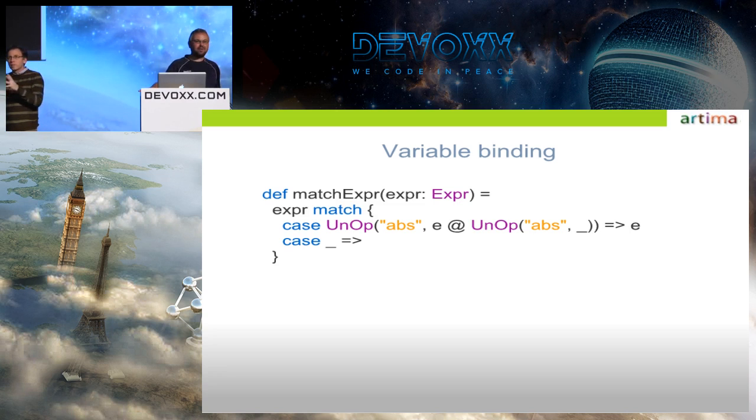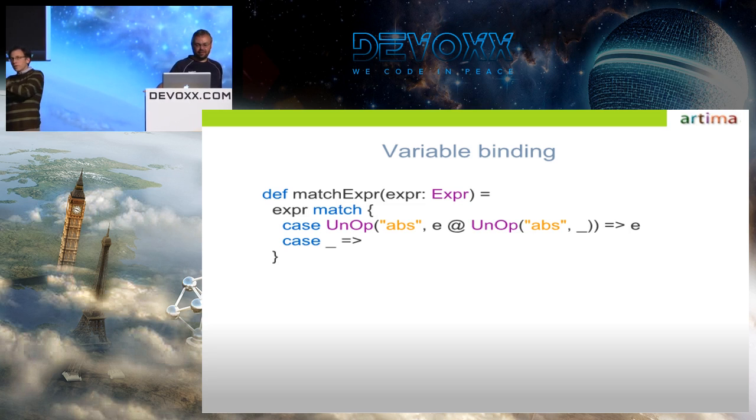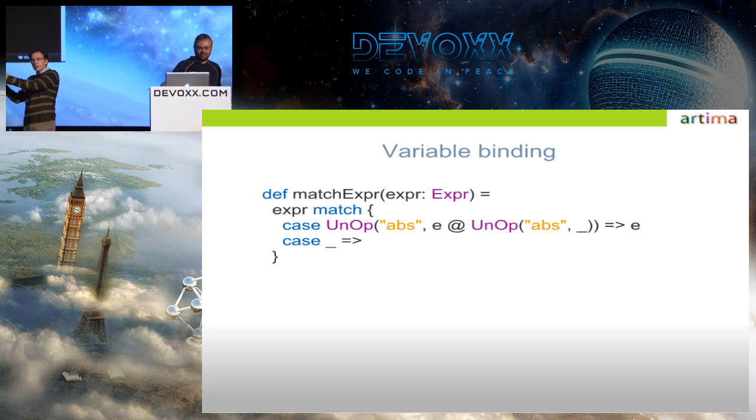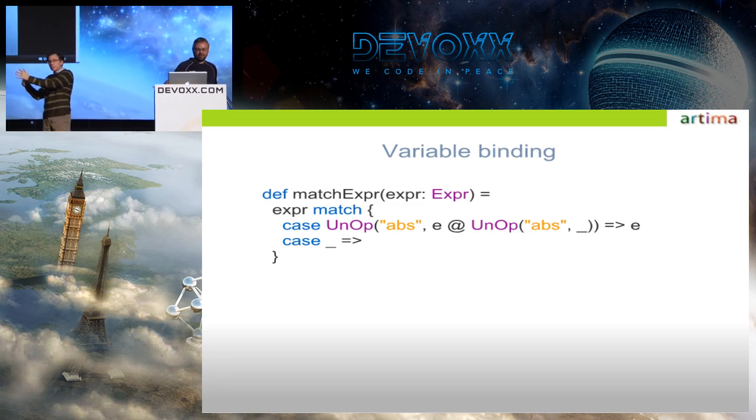You can't get rid of both. So what I could do in my pattern is say UnOp("abs", UnOp("abs", x)), and then on the right-hand side of the rocket, UnOp("abs", x). I can create a new UnOp with absolute value of x. But I already have one on the inside there that I need to have in my pattern match. So what I can do instead is bind the inner unary operator object with the name e.